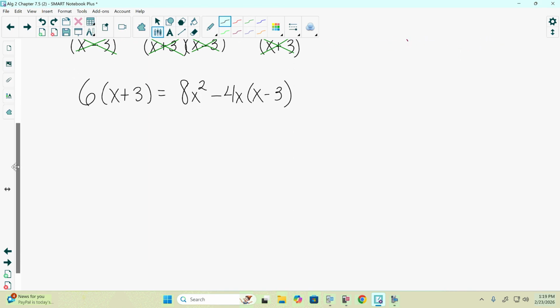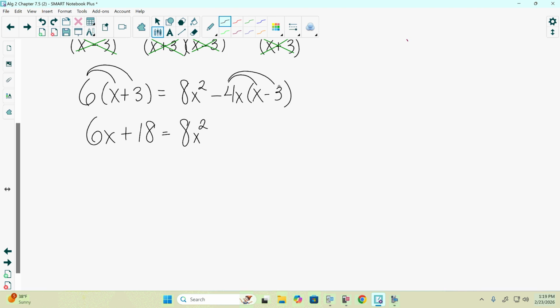Questions on how we got to this point? Now at this point here, we can distribute the 6. 6 times x is going to be 6x. 6 times 3 is 18. Equals. We'll still have 8x squared.